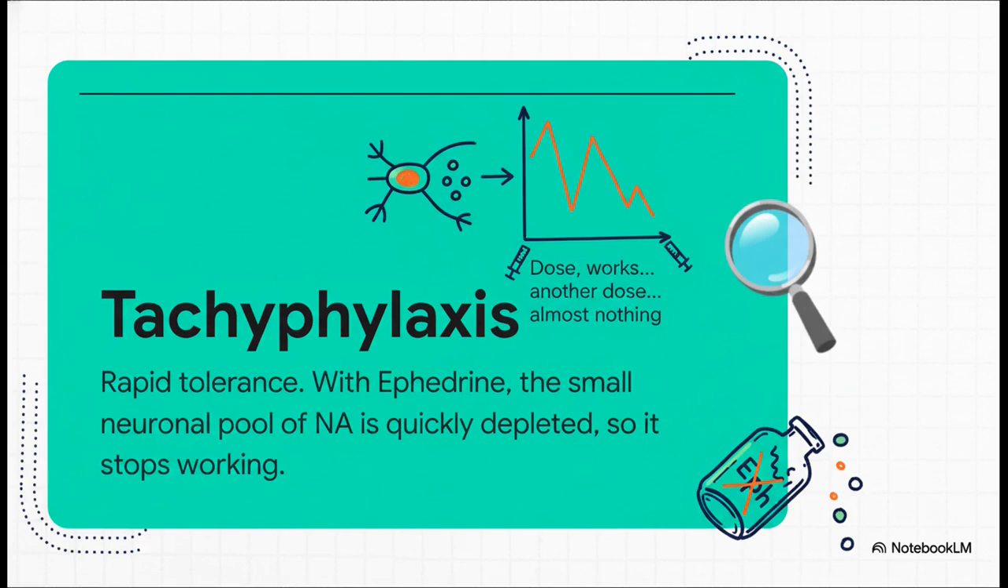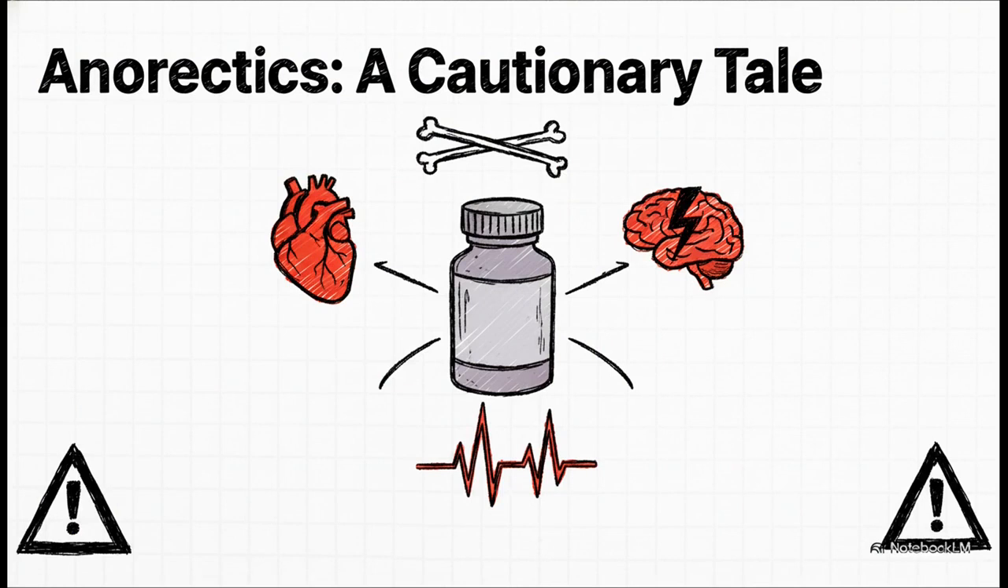So you give a dose, and it works. You give the same dose a little while later, and nothing. Zip. Ephedrine is the classic example. It works by pushing stored NA out of the nerve, but that supply of NA is limited. It's like a small fuel tank. Once it's empty, the drug has nothing left to release, and it just stops working until the neuron has time to make more.